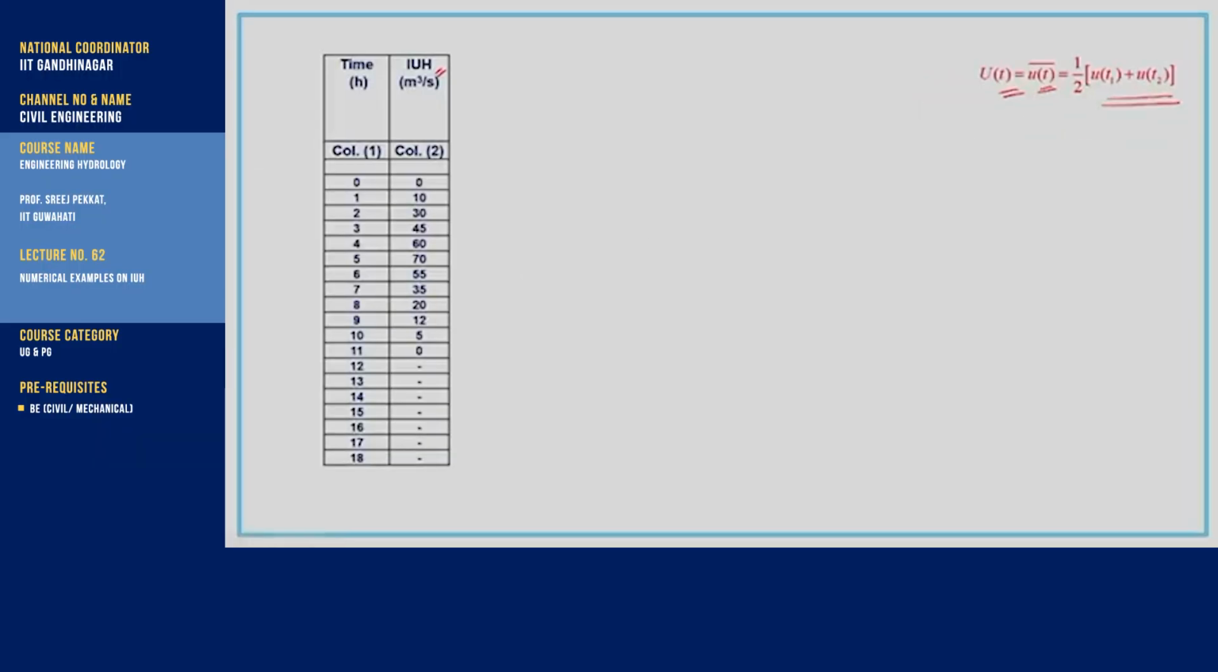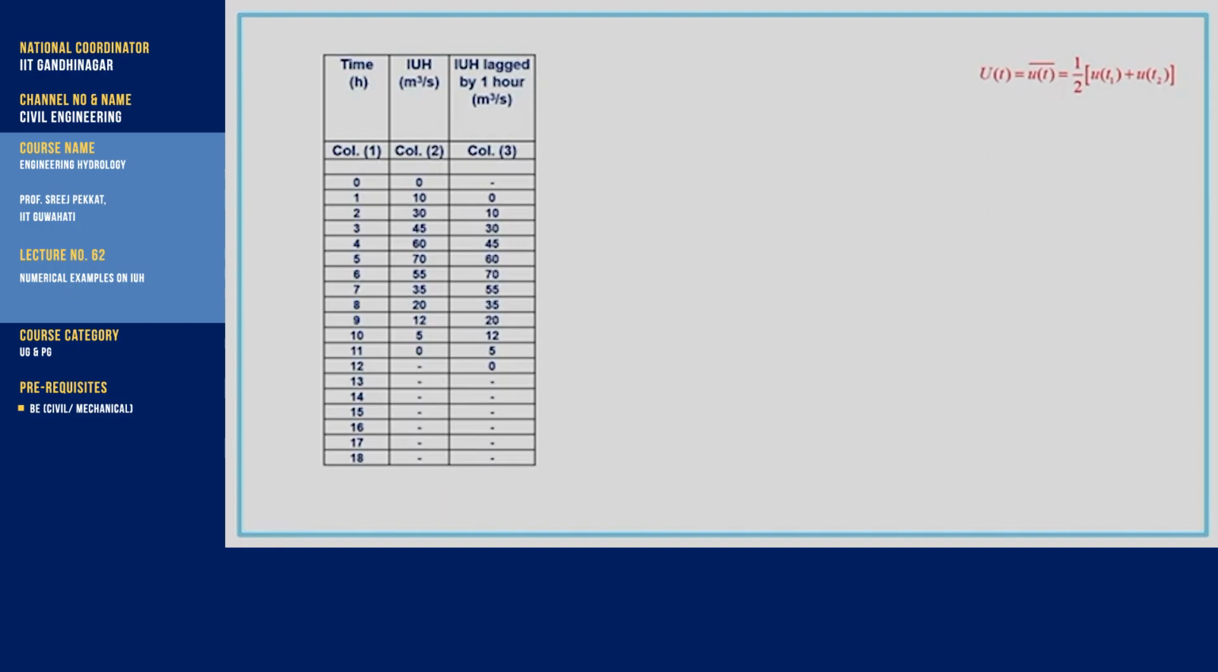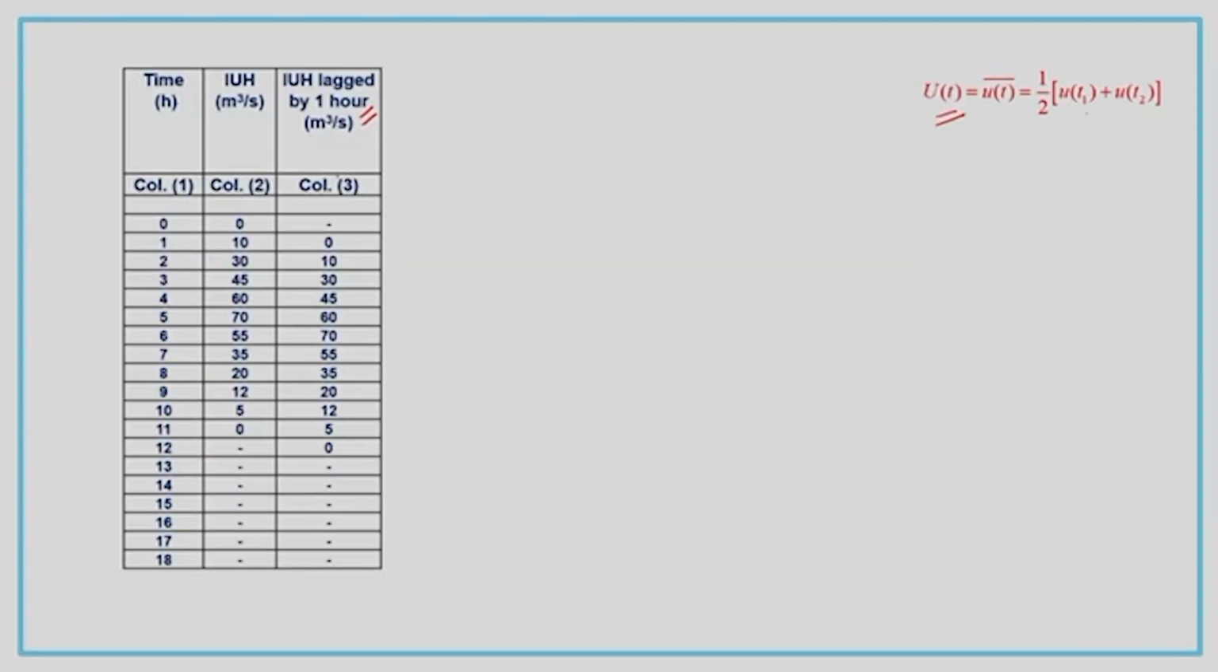So, for that what we need to do first, we are going to make the lagged IUH lagged by 1 hour, because how we will get the ordinate of unit hydrograph? Half of U(t1) plus U(t2). So, for that we are lagging the IUH by 1 hour. So, those ordinates are given in column 3.